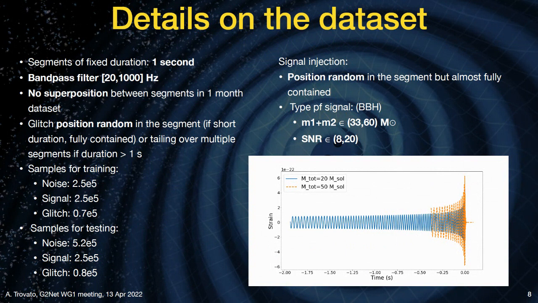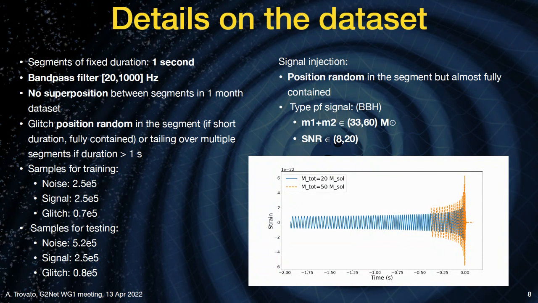The duration of the segment is fixed at 1 second. At the beginning we played with different possible lengths, and then we decided to focus on this. There is a bandpass filter. At the moment, we took 1 month of data and we took all the 1 second segments in this 1 month of data without overlap. The position of the glitch is random in the segment and also the position of the signal. These are the numbers of noise, signal and so on.